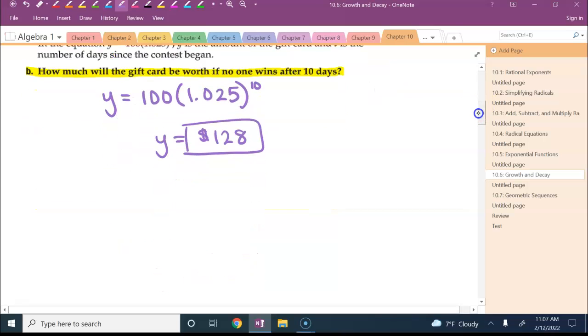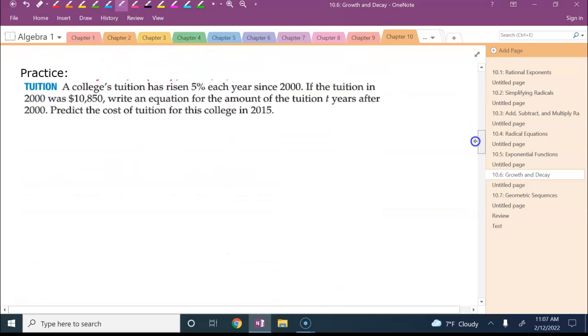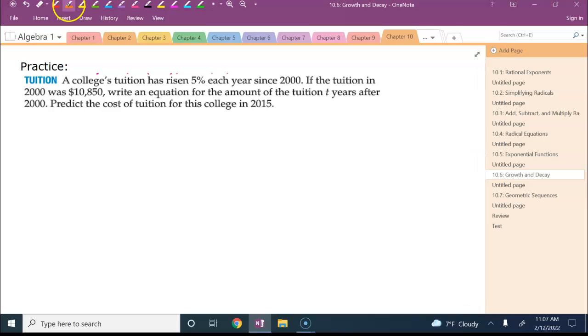So for this practice problem, I want you guys to read through it. I want you to identify your 3 things, like what is your initial amount, what is your rate, and how long is this lasting for? Put it into your equation and then try to evaluate it. When you're ready to see the answer, go ahead and keep watching the video.